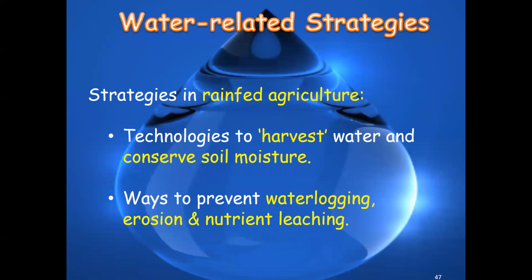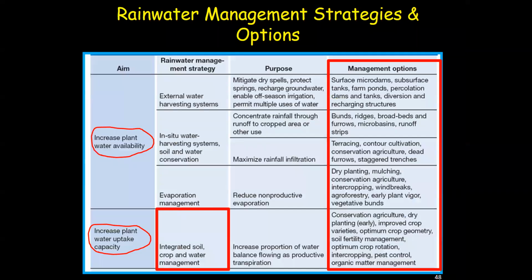Another strategy of the three I alluded to earlier is a water-related strategy in terms of rain-fed agriculture. We need to develop technologies to harvest rain and to conserve soil moisture. And we need to find ways to prevent waterlogging, erosion, and leaching. There are a number of rainwater management strategies, such as the ones we can see here, which will increase plant water availability and also increase plant water uptake capacity. And all of these involve various things that we can do to improve our rainwater management.